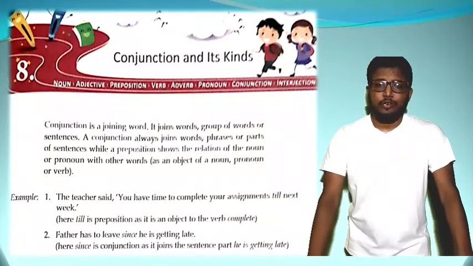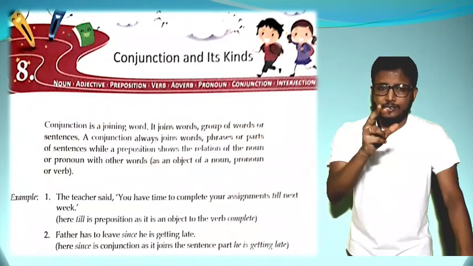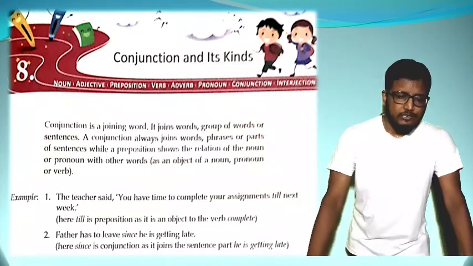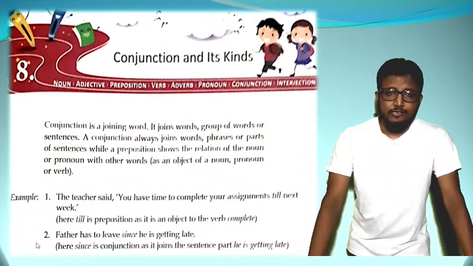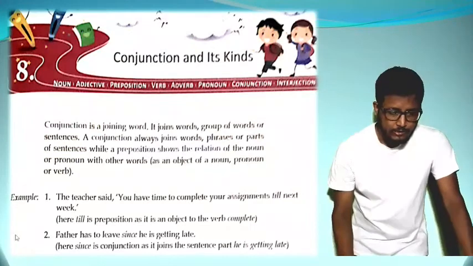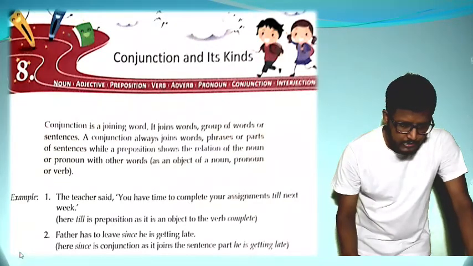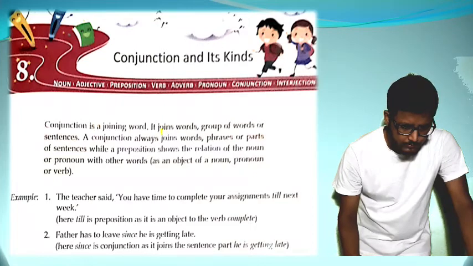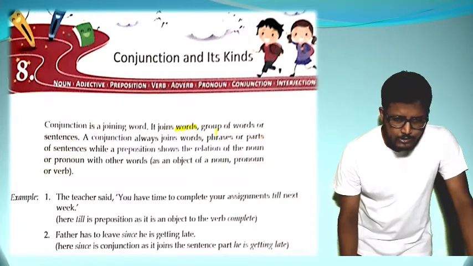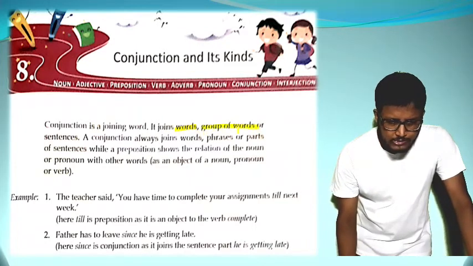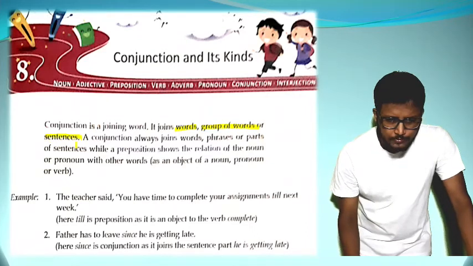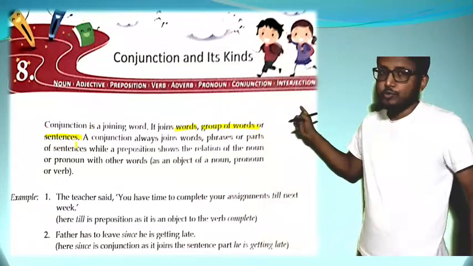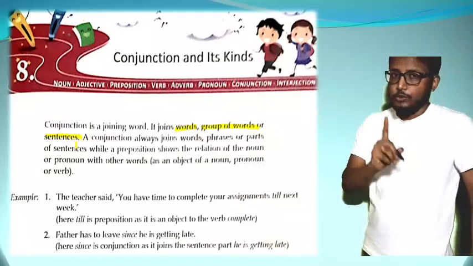So first of all, let's know the definition of conjunction that is in your book. Conjunction is a joining word, as I have said before. It joins words, groups of words and sentences. So my friends, I will ask you to underline this part: it joins words, it joins groups of words and sentences. These three, words, groups of words and sentences, you underline.